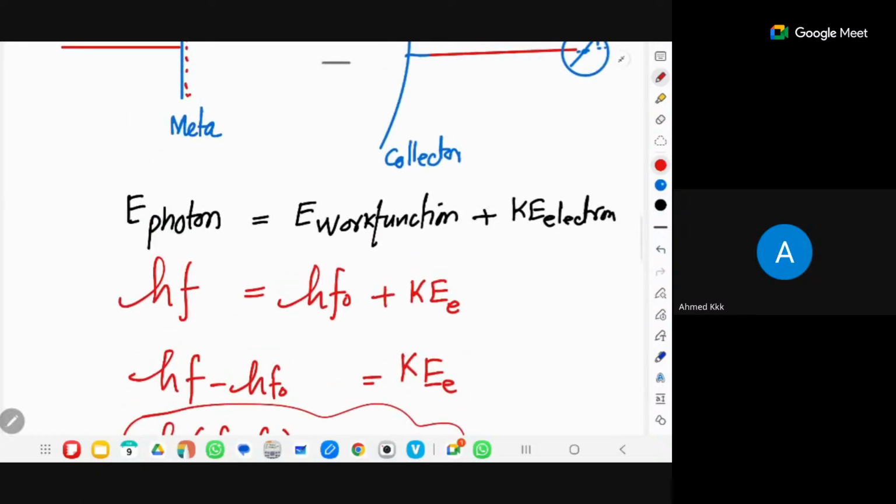Okay, I can simply write this equation in this way: hf is equal to work function plus kinetic energy. Are you agreed with this equation?